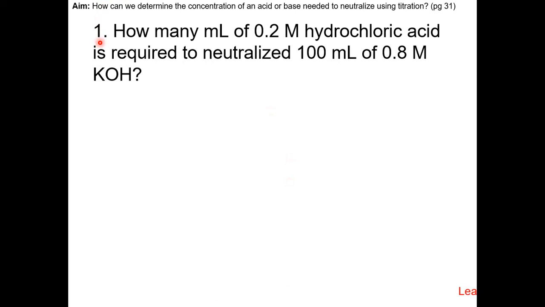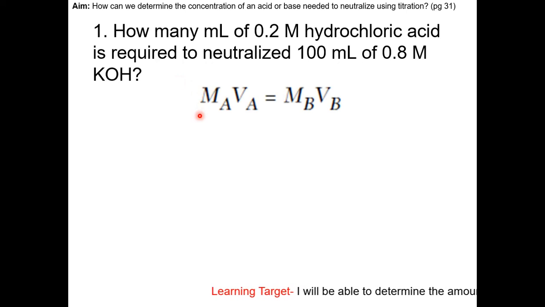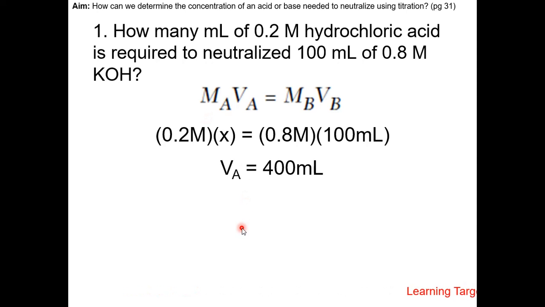We're going to look at 2 more examples. How many milliliters of 0.2 molar hydrochloric acid is required to neutralize 100 mL of 0.8 molar KOH? So in this question, both the acid and the base are monoprotic, so C is 1. We're going to use the titration equation on Table T. We're solving for the volume of the acid. We plug into the equation, and we get the volume as 400 milliliters.